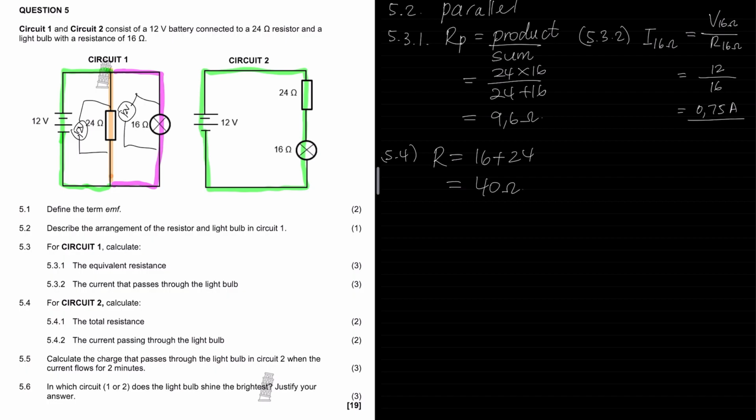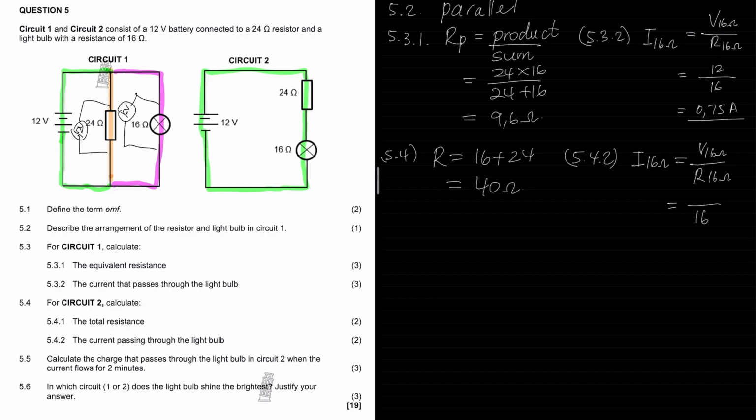Now 5.4.2, the question reads, calculate the current passing through the light bulb. So again, we want to work out I through the 16 ohm resistor. That's going to equal the voltage of the 16 ohm resistor divided by the resistance of the 16 ohm resistor. And that's equal to something divided by 16. Now we have a problem because we don't know the voltage across the 16 ohm resistor, right? We could work it out, but it's going to be quite a long method, and for 2 marks, I don't think it's really necessary.